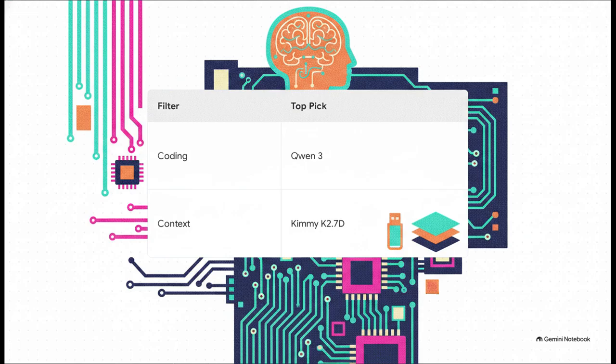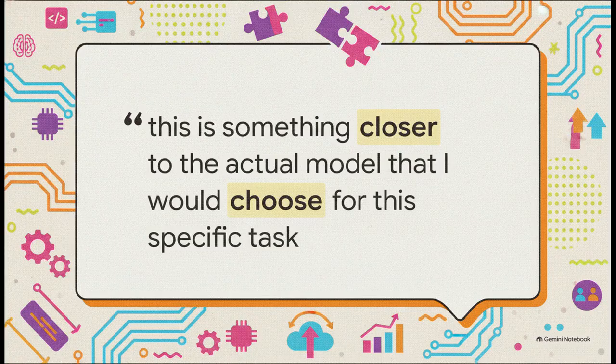But this is where playing with the tool really pays off. We kept the coding filter, but sorted the results by context size. Suddenly, a totally fascinating alternative surfaced right at the top of the list, NVIDIA's Kimi K2.7D flash model. As the source analysis noted, Kimi K2.7D Flash is actually a much better, closer fit for that specific coding task than the default Qwen models.